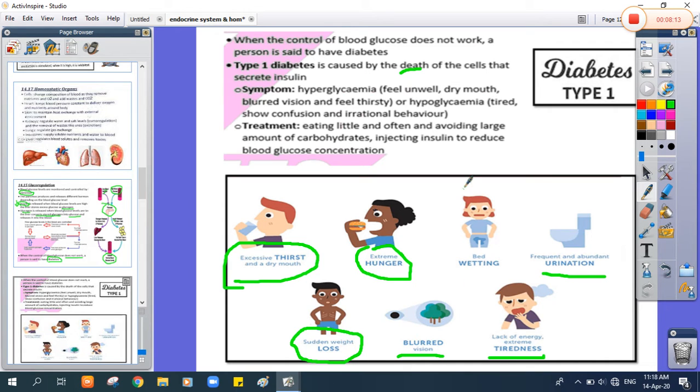So the symptoms we can read from here: hyperglycemia. Hyperglycemia. What is the meaning of hyperglycemia?